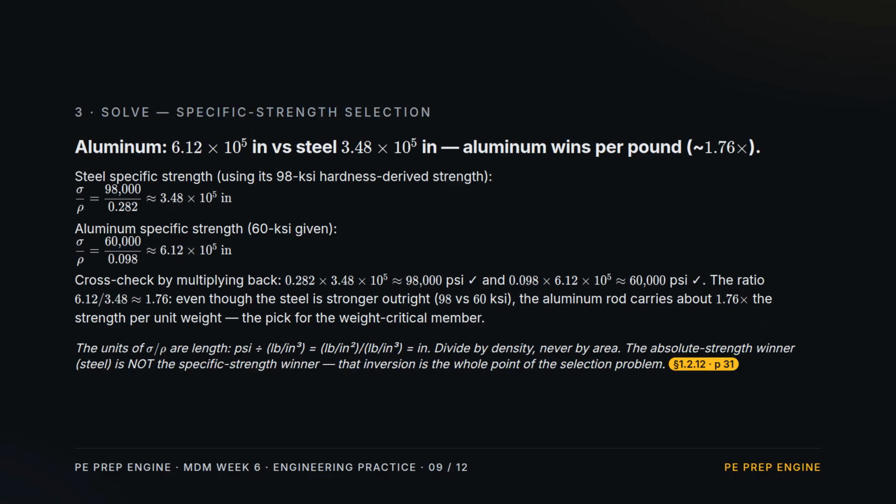Solve. Part 2. Specific strength selection. Divide each strength by its density. The steel, at 98 ksi and its heavier density, gives about 3.5 times 10 to the fifth. The aluminum, 60 ksi but a third the weight, gives about 6.1 times 10 to the fifth. Multiply back to confirm each. The aluminum lands near 1.8 times the steel's specific strength. So despite being the weaker material outright, it is the better pick when weight matters. That inversion is exactly what these selection questions test.